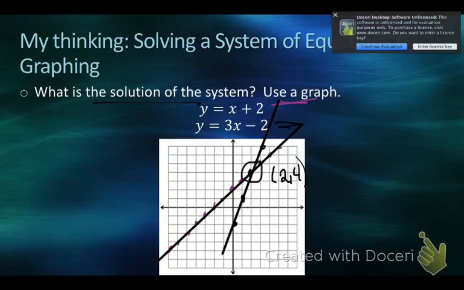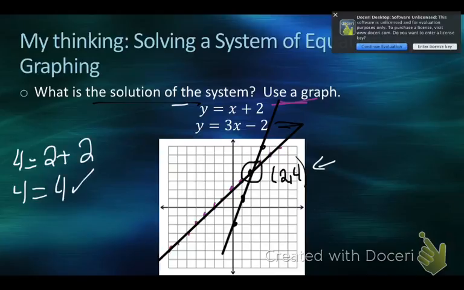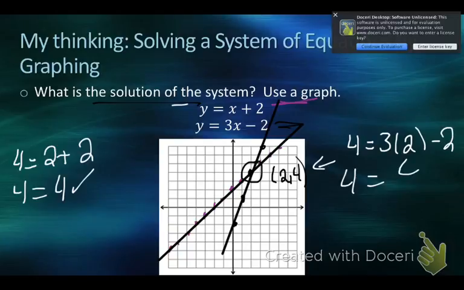You should never get these wrong because you can check them. I should be able to plug this ordered pair into each equation and get a correct answer. So if I plug it into the first one, we have 4 equals 2 plus 2. Well, we know that means 4 equals 4. So we know that (2, 4) is on the first line. And if we plug it into the second one, 4 equals 3 times 2 minus 2. Well, 4 equals 6 minus 2, which is 4. All right, so we know that that is the solution to the system. Always check your answer.